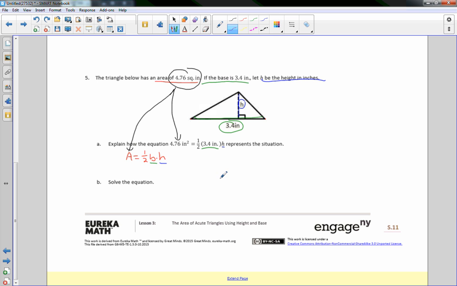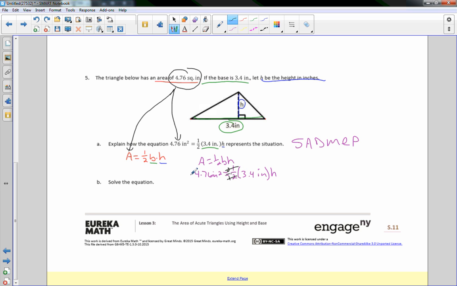Now it says solve the equation. So I'm going to write A equals 1/2 base times height. A is 4.76 inches squared, which is equal to 1/2 times 3.4 inches times h. Remember this? We have an equation with an unknown, and we use PEMDAS in reverse and do inverse operations to solve. So the first thing I want to get rid of is this half. If we're multiplying by a half, we get rid of it by multiplying by its inverse, 2 over 1. So 2 times 1 is 2, 1 times 2 is 2. 2 divided by 2 is 1, so that cancels.